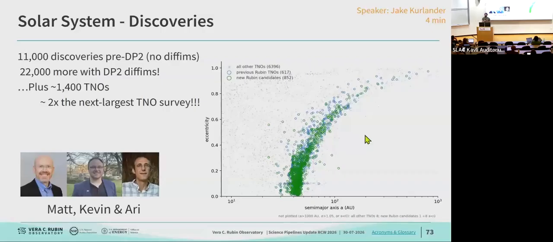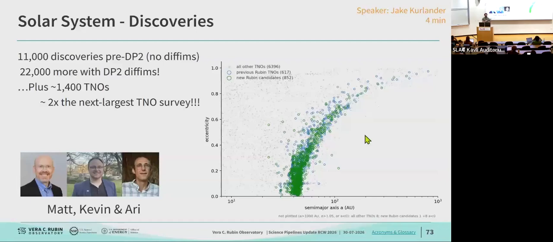Then DP2 occurred and we performed an additional search in the same data with the diffims instead of with our transient catalogs, and found an additional 22,000 asteroids. So the big picture moving forward is we can do asteroid discovery at a smaller scale without templates, but we can do a lot more asteroid discovery when we do it with templates and difference images. So we're currently at about 35,000 new Rubin discoveries.